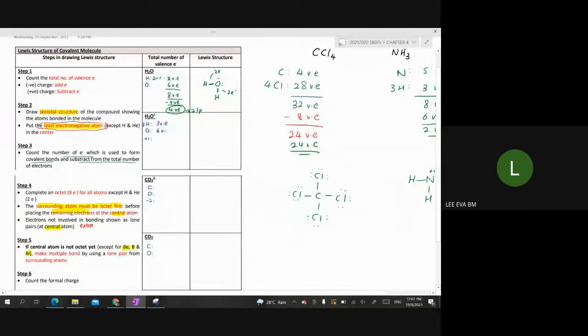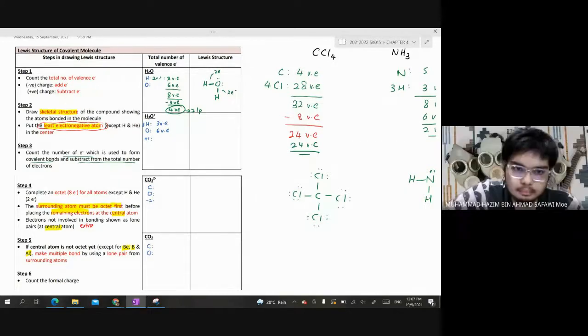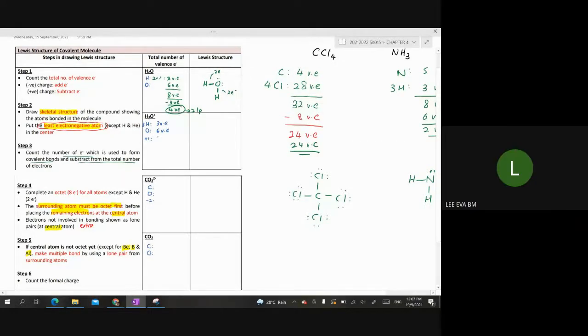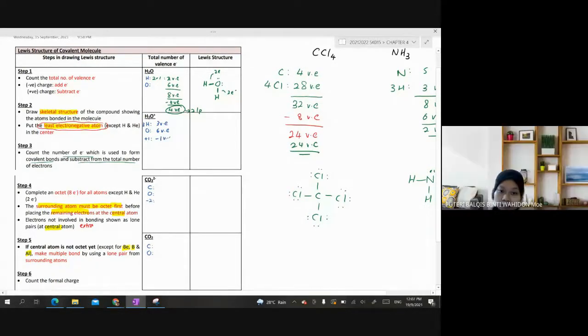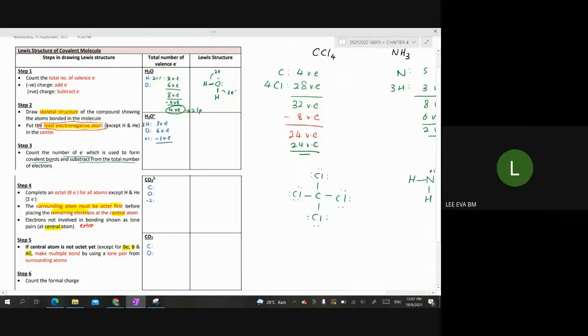So overall charge over here, H3O, positive. The positive charge means you need to subtract electrons. Subtract how many? 1. So 9 minus 1, now you've got 8 valence electrons. So similar to oxygen, but now we have 3 hydrogen. So this is your skeletal structure.